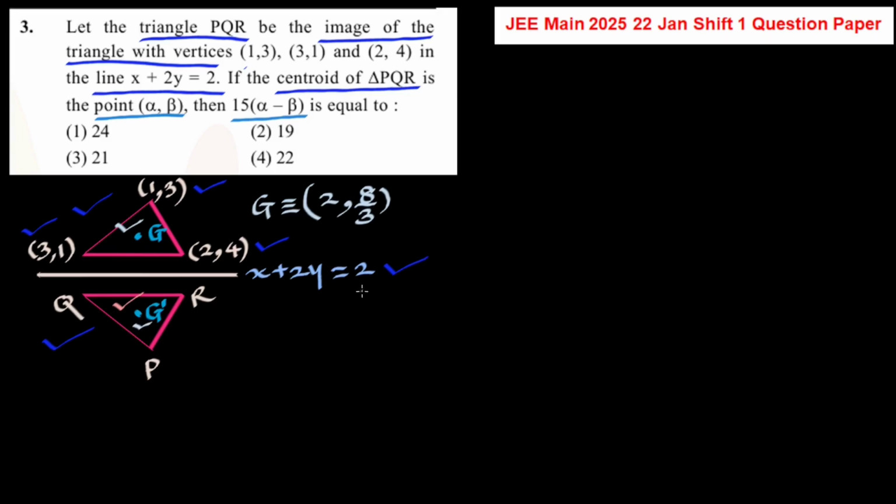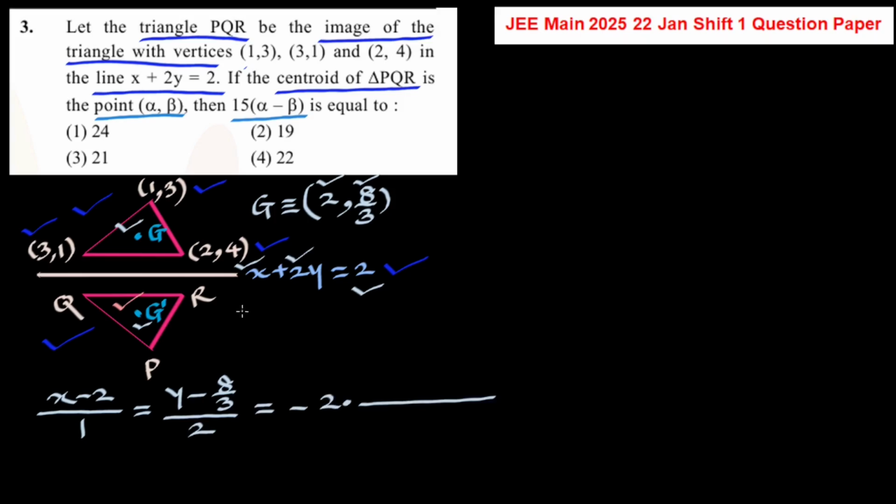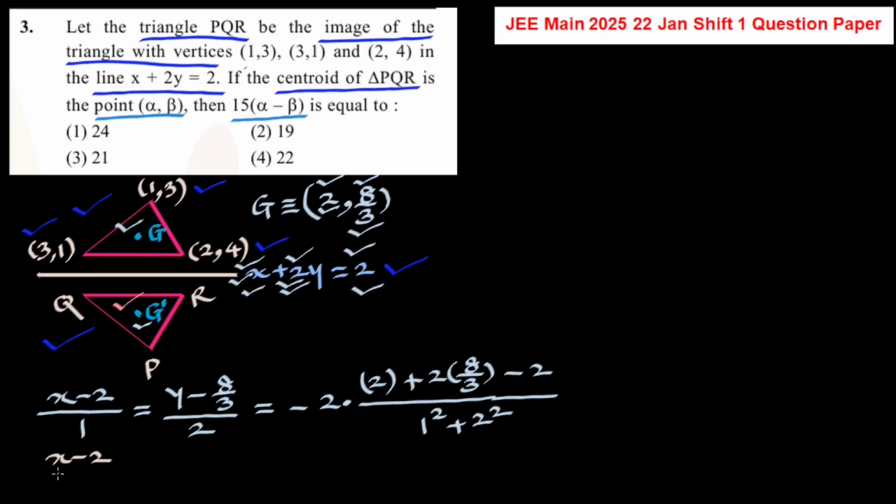Accordingly, this will be (x minus 2) upon the coefficient of x, 1, equals (y minus 8 upon 3) upon the coefficient of y, 2, equals minus 2 times, substituting x equals 2 and substituting y equals 8 upon 3, minus 2, upon 1 square plus 2 square. So (x minus 2) upon 1 equals (y minus 8 upon 3) upon 2 equals (2 minus 2) is 0, minus 32 upon 15.